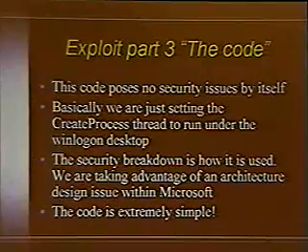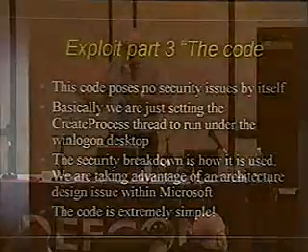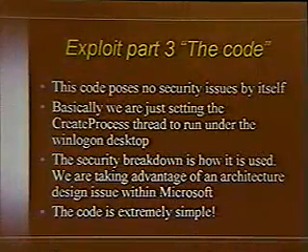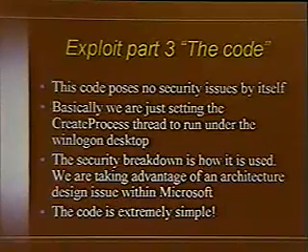Exploit part 3, the code. This code that we put together poses no security issues by itself. Basically, we're just setting the create process thread to run under the WinLogon desktop. The security breakdown is how we use it. It's the methodology. We've discovered an architectural issue with the way Utility Manager runs on the system, and the ability to run it prior to ever logging on and get it to launch at system level. And the code is extremely simple.